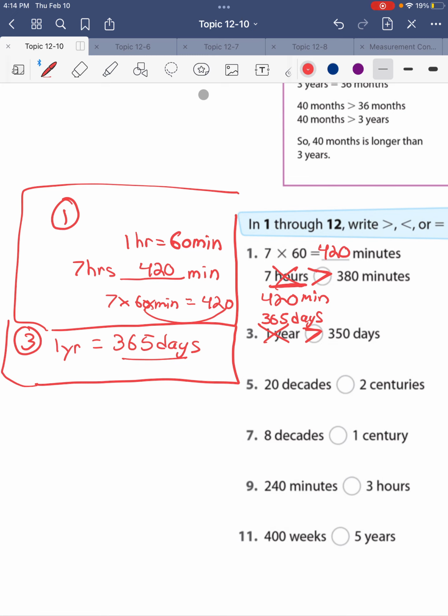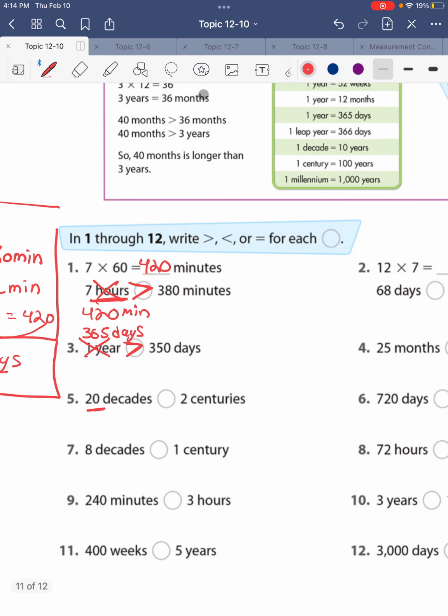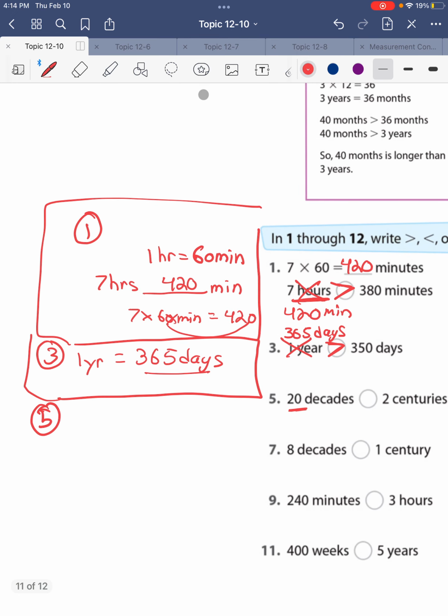Okay, so number 5, I have 20 decades, okay? So now you see what the conversion is for decades. 1 decade equals 10 years. I'm going to put that. 1 decade, I'm just going to put dec, equals 20 years, okay?